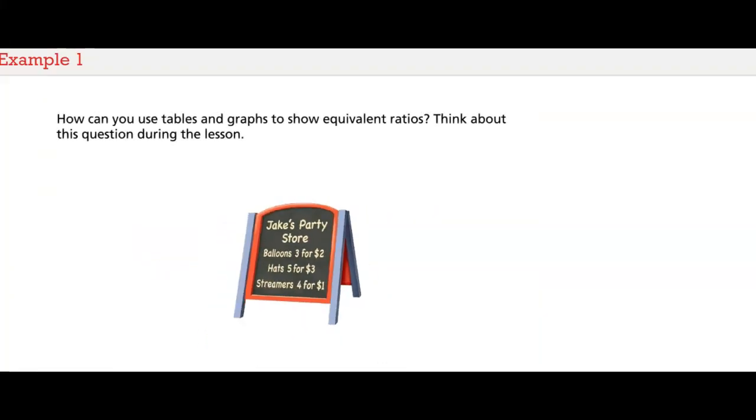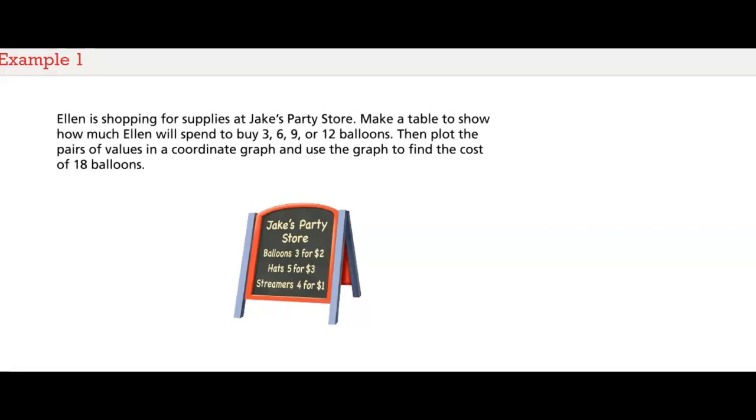How can you use tables and graphs to show equivalent ratios? Think about this question during the lesson. Ellen is shopping for supplies at Jake's party store. Make a table to show how much Ellen will spend to buy 3, 6, 9, or 12 balloons.